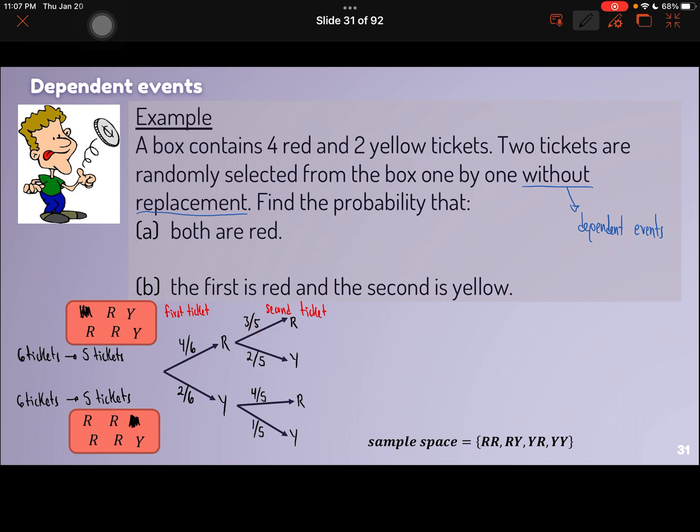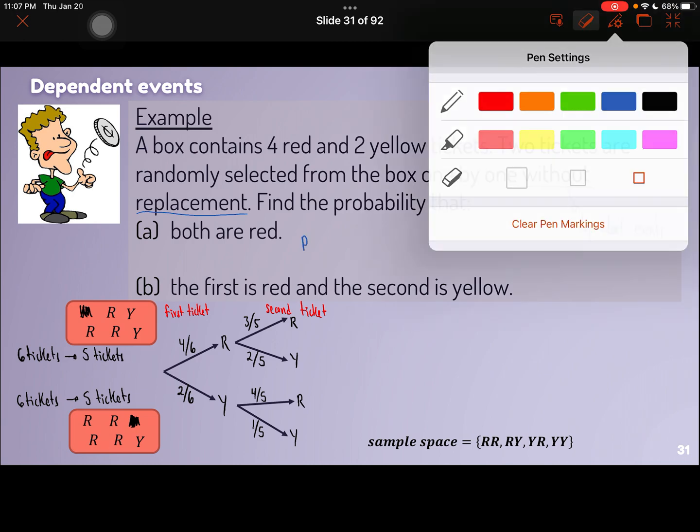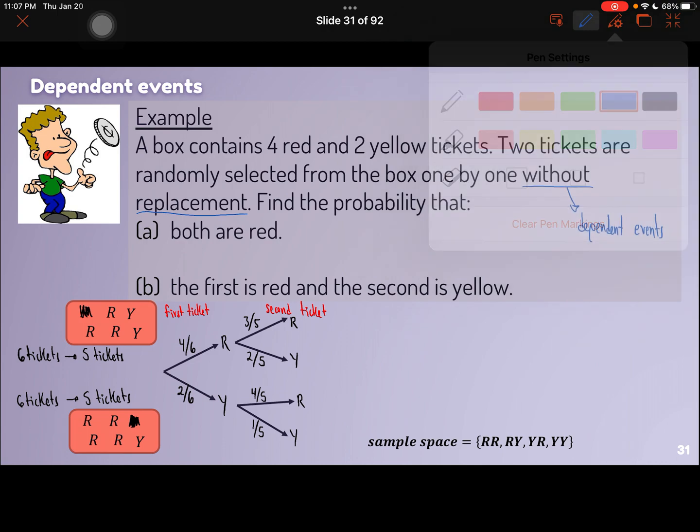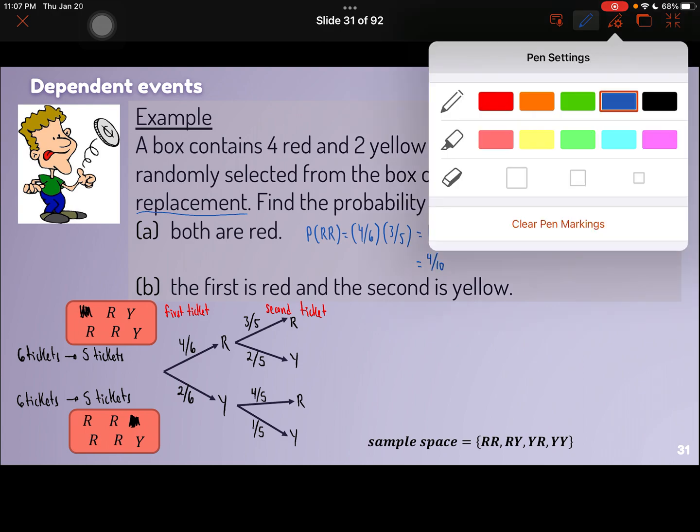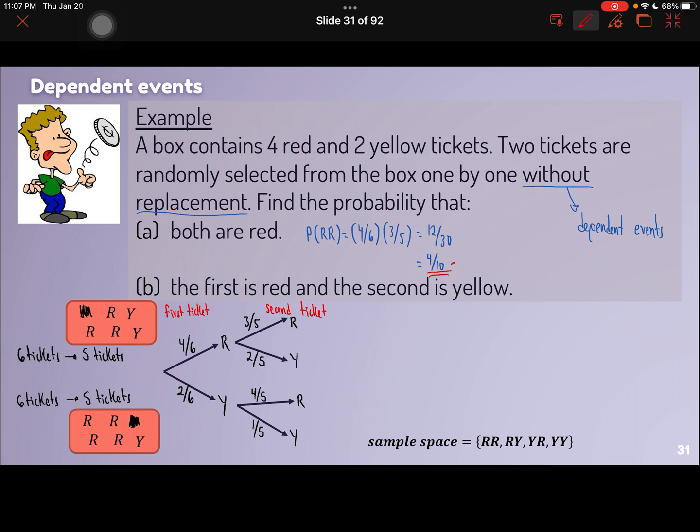Okay, so now we can calculate the probability. Let me put them here: the probability that the first one is red and the second one is red is 4 out of 6 times 3 out of 5, and this is 12 out of 30, and we can simplify this as 4 out of 10. This is the probability that both are red.